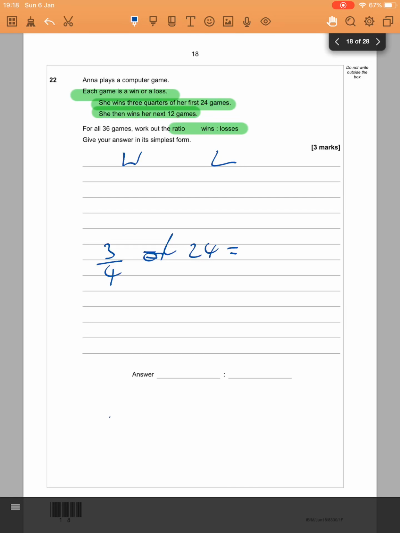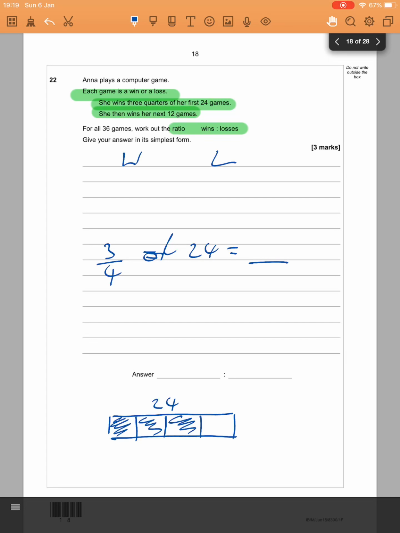If you're struggling with that, let's do a bar model to help us. So let's say this bar is representing 24 games. We want to find 3/4, so if I cut it in half and then I cut them in half, I've now got it in quarters. So I want to know how many games this is. 1, 2, 3/4 of the bar.